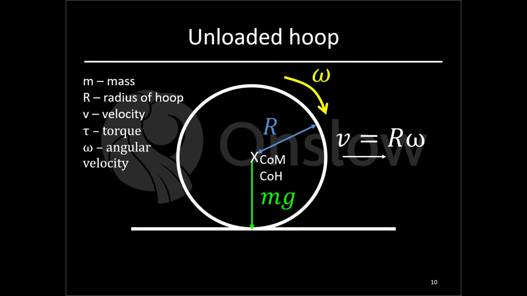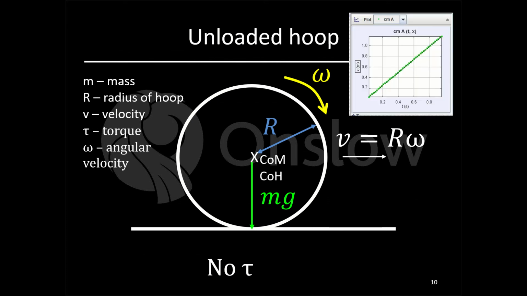The angular and linear velocities are constant, and because there is no load, the center of mass and the center of the hoop are in the same place. There is no distance between the two. Because of this, no torque is produced, so there is no angular acceleration. This graph in the corner shows a distance time graph of the center of the hoop, and it shows that the velocity is constant.